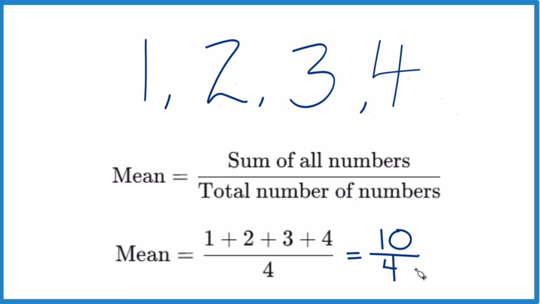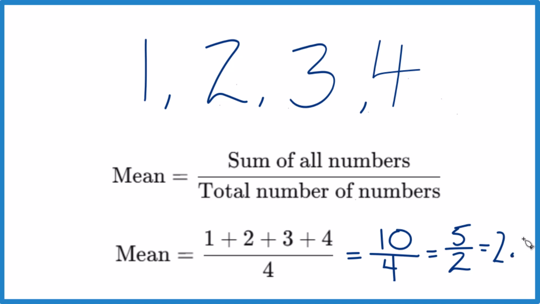10 divided by 4, let's do this. Let's just cut them both in half since they're even numbers. That would give us 5 over 2. And 5 over 2, that's the same as 2.5.